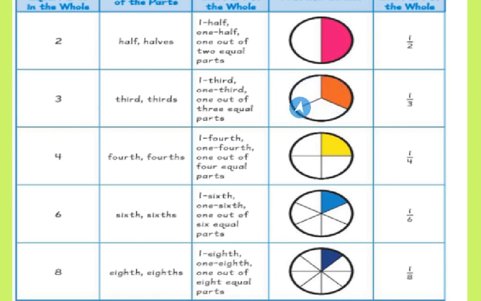If I cut it into 3 equal parts, we would call it third or thirds. So I'd say one third, 1 out of 3 equal parts. Here's 4. We know that 4 equal parts is called fourths. 6 is called sixths. 8 is called eighths. And we can go on and make it into as many equal parts as we would like.